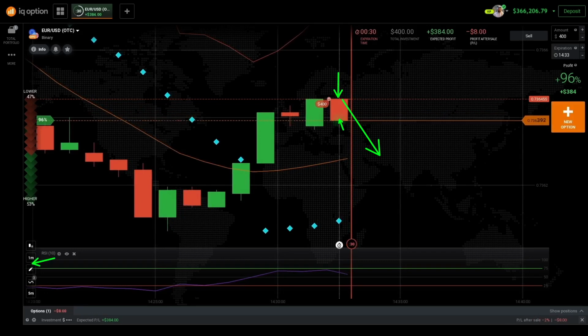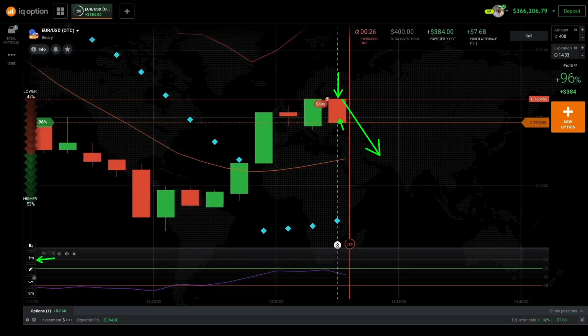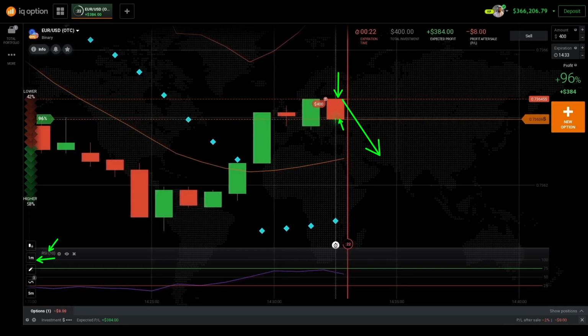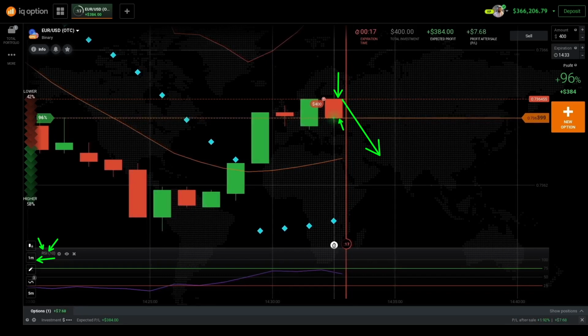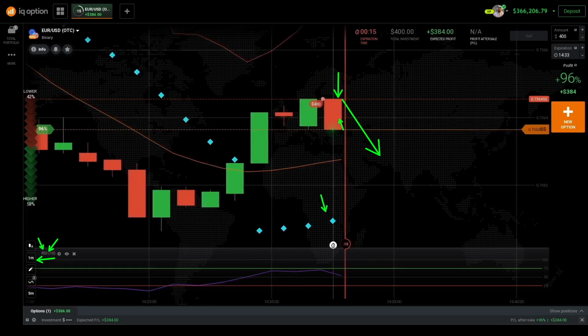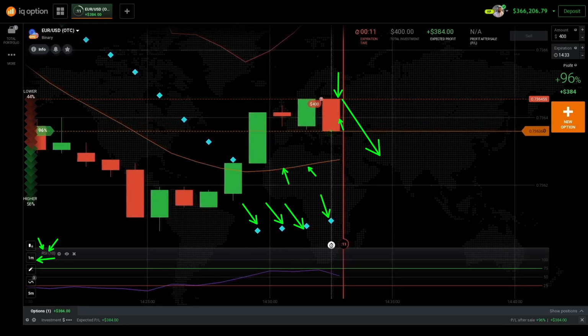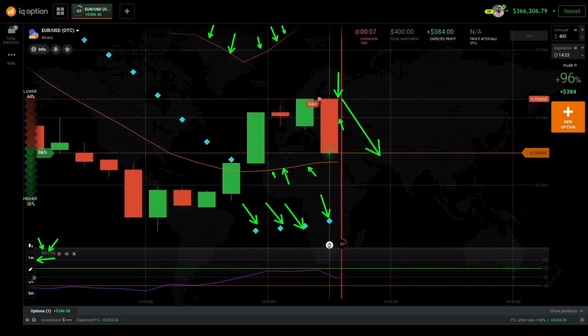By the way, I'm trading with the 1-minute candlestick chart pattern. I'm using, as you can see here, RSI. I'm using parabolic SAR, this one, and I'm using this one, which is bollinger bands.